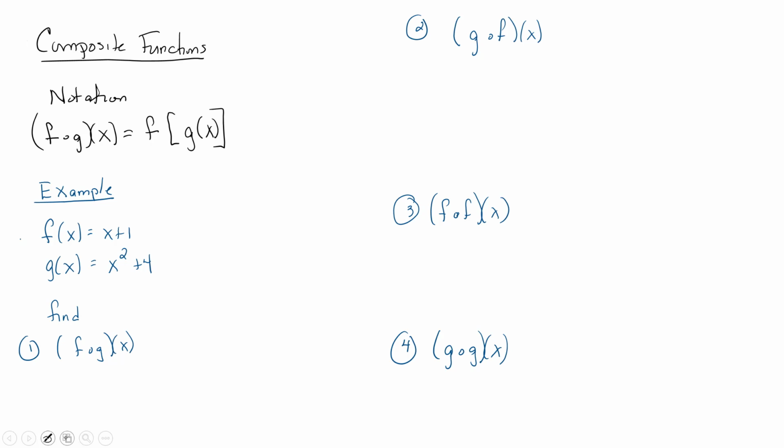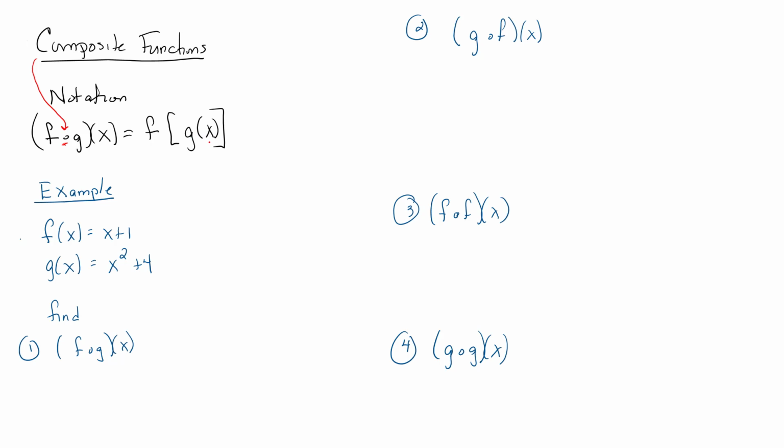So, let's talk about composite functions today. First, there's a notation that I'd like to go over. This is called F composite G of X. So that open circle means the word composite. And the notation is F of G of X.